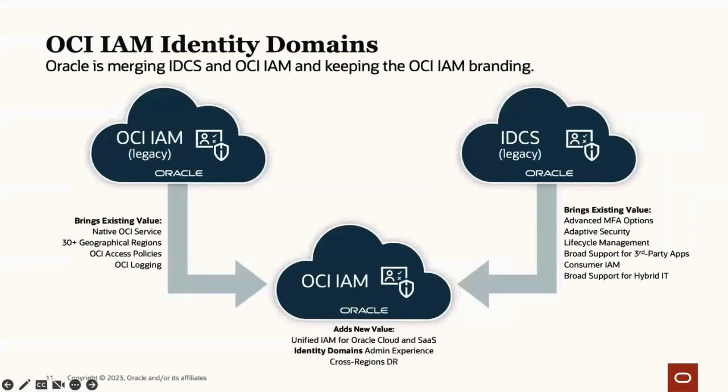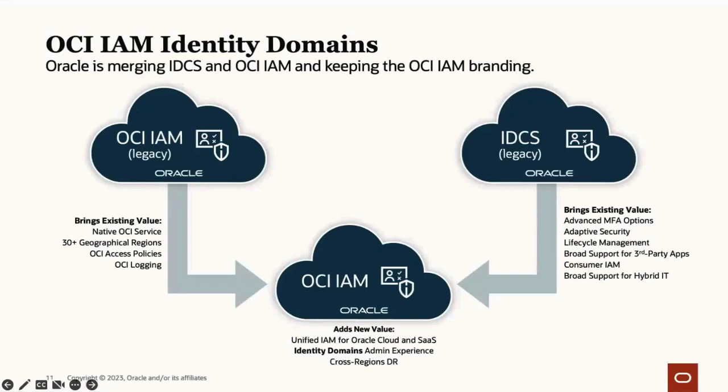So next, also kind of diving into a service that we talked about earlier is IAM identity domains. So Oracle recently merged IDCS, which stands for Identity Cloud Service, into the OCI native IAM service, or OCI Identity and Access Management. So the updated service is called OCI IAM, as you can see here on the slide. It's now a native OCI service available in all of the Oracle Cloud regions, and it's now better integrated with other OCI services, such as logging and CloudGuard.